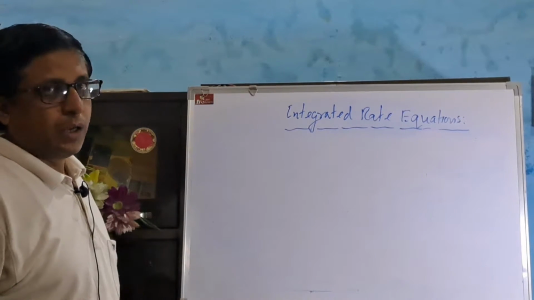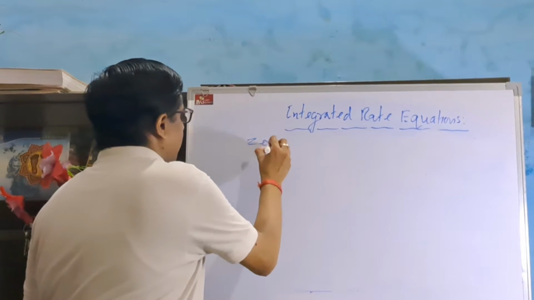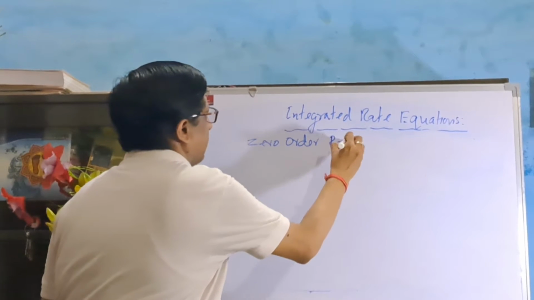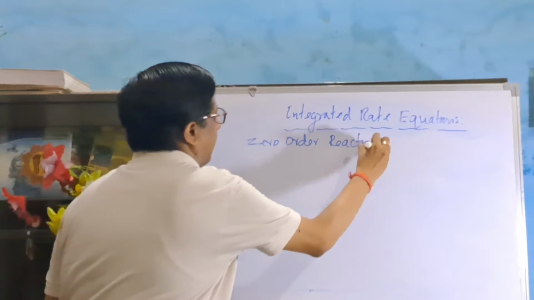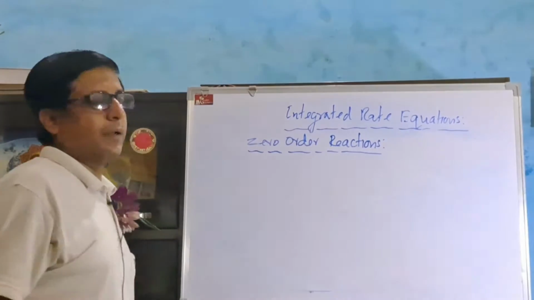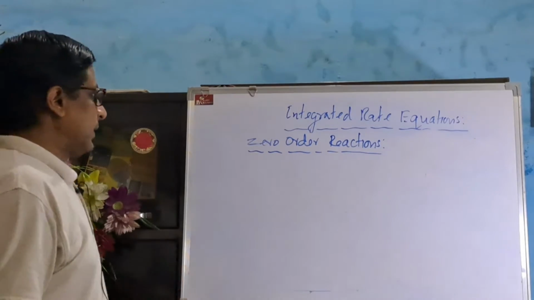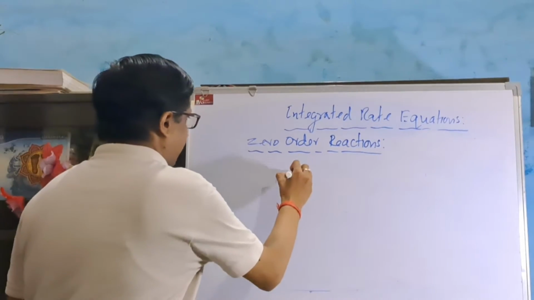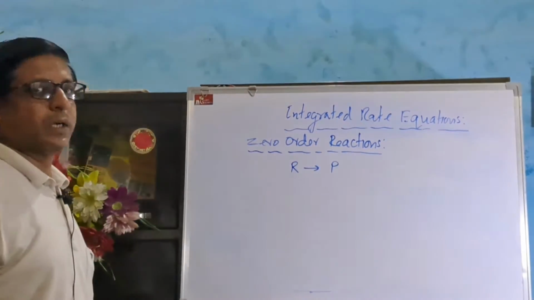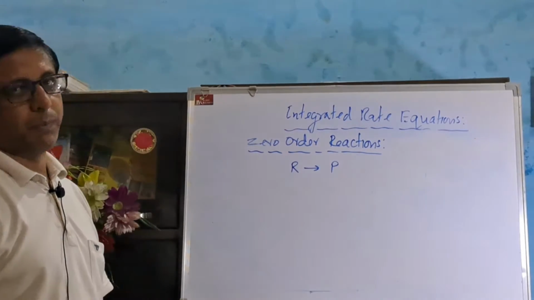First of all, I shall discuss zero order reactions. In the case of zero order reactions, the reaction rate does not depend upon the concentration of reactant. Let us consider the general chemical reaction in which reactant R converts into product P.